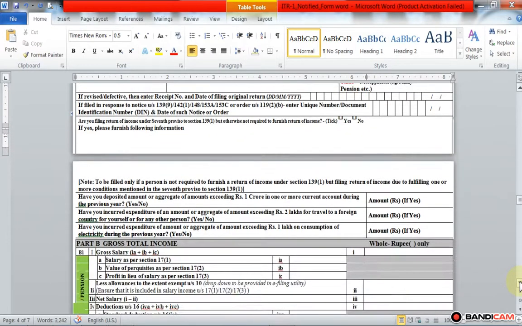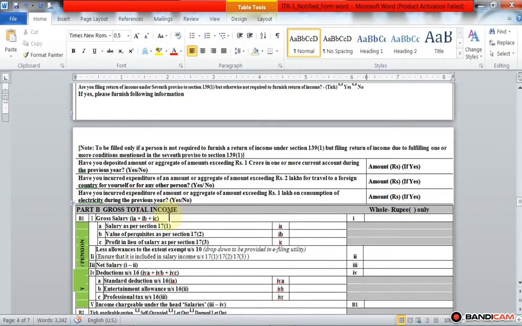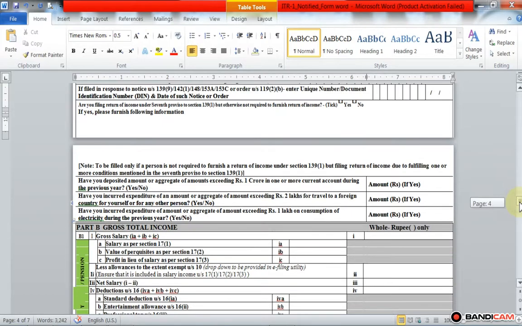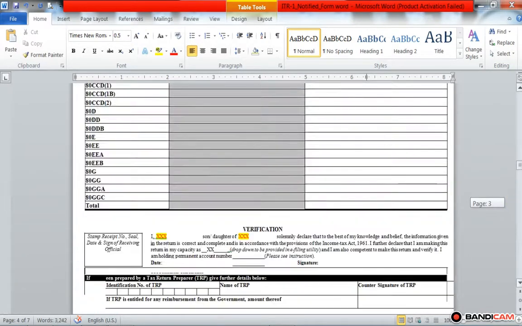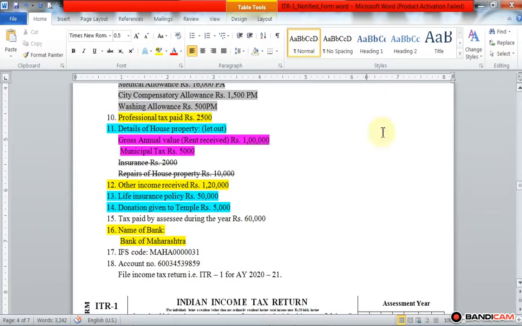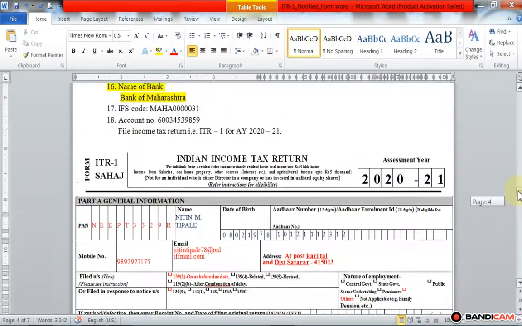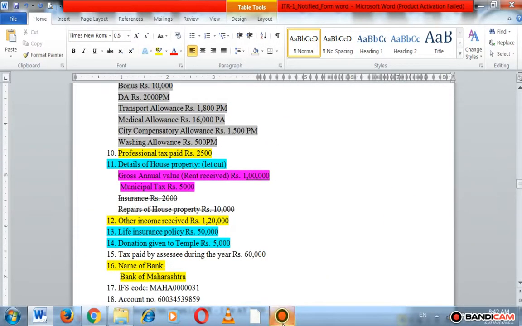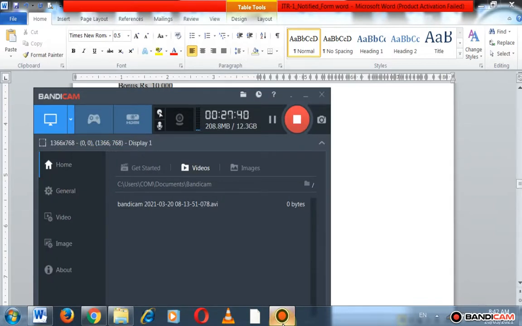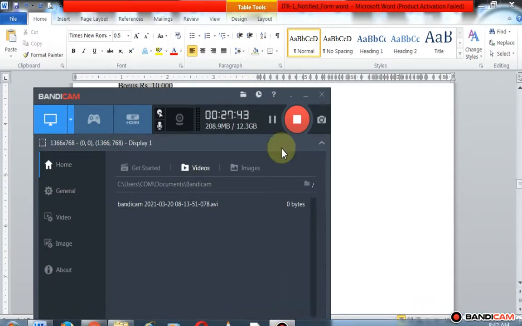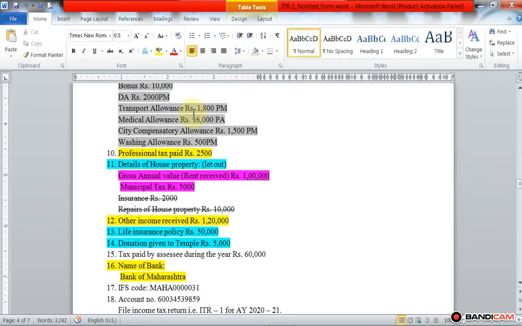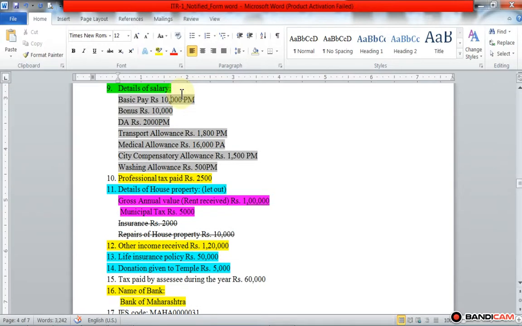Then next information, that is part B. So here part B starts, so information of salary is given, that is here. Then here we fill income from salary, so here we compute income from salary.